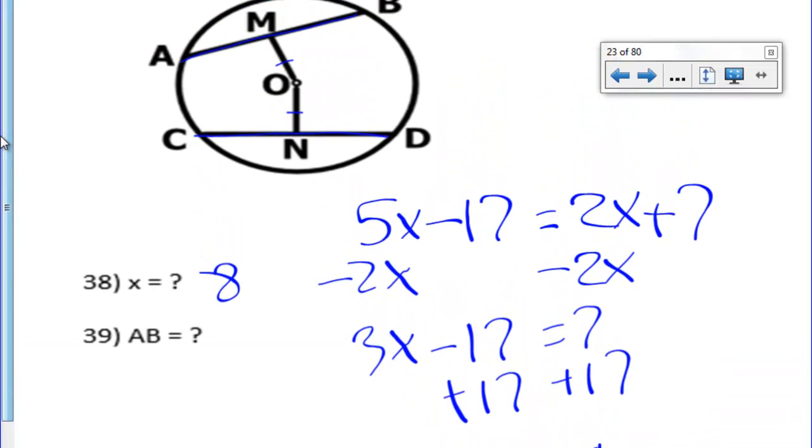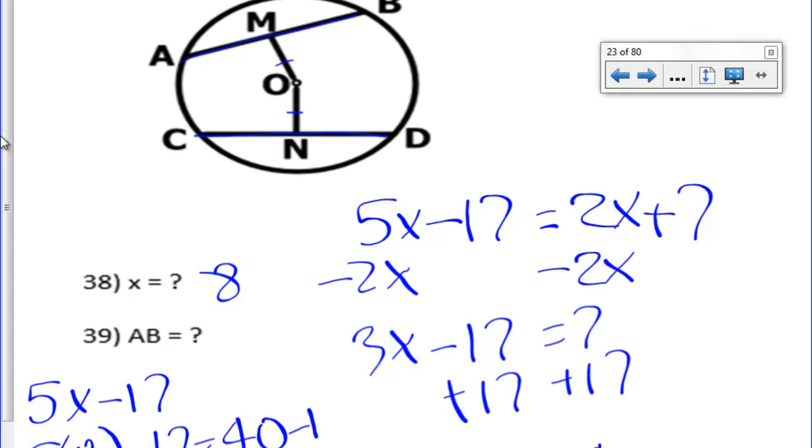And AB is given by the expression 5 times x minus 17. Well, you can make a substitution to figure out what AB is. So that's going to be 40 minus 17, or 23. So 23 units is the length of AB. And we're done.